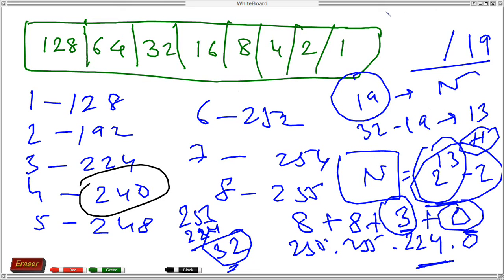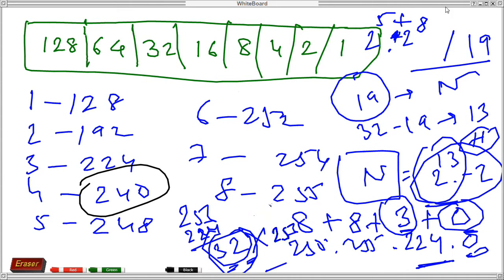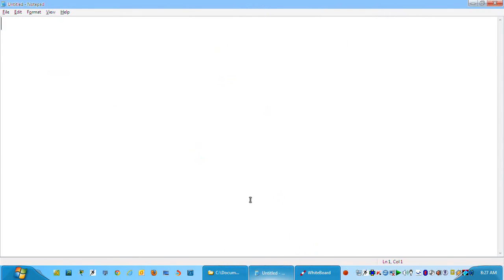It will be 2 to the power 8 plus 2 to the power 5. So 2 to the power 13 we can write as 2 to the power 5 times 2 to the power 8, since 5 plus 8 equals 13. 2 to the power 5 means 32, that is the block size, and 2 to the power 8 is nothing but 256. So that is how it is calculated. Next class we will discuss in much more detail how we can do subnetting.